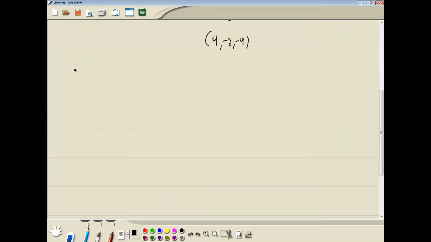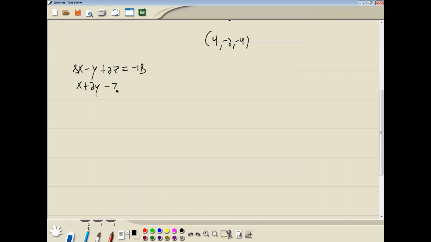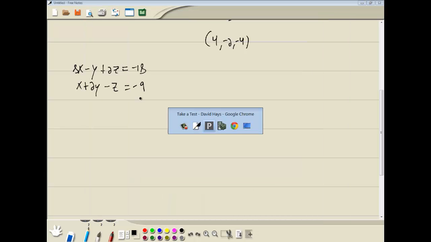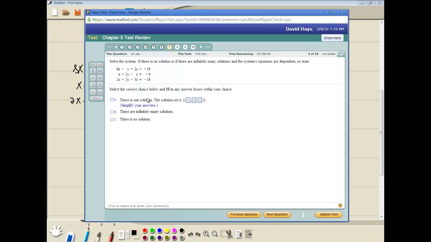So we got 8x minus y plus 2z is equal to negative 18. And we got x plus 2y minus z is equal to negative 9. We got 2x plus 2y minus 3z is equal to negative 16.